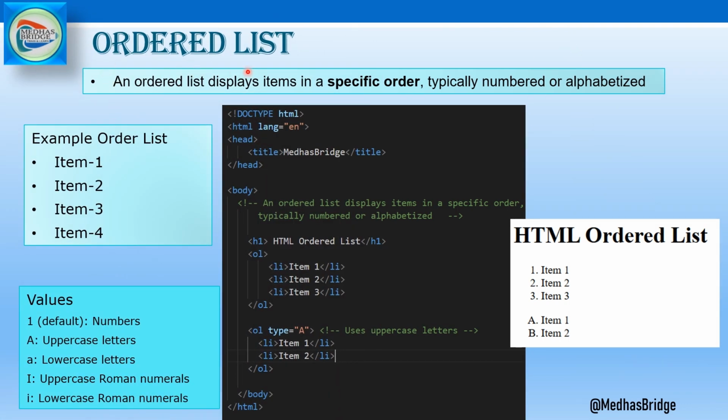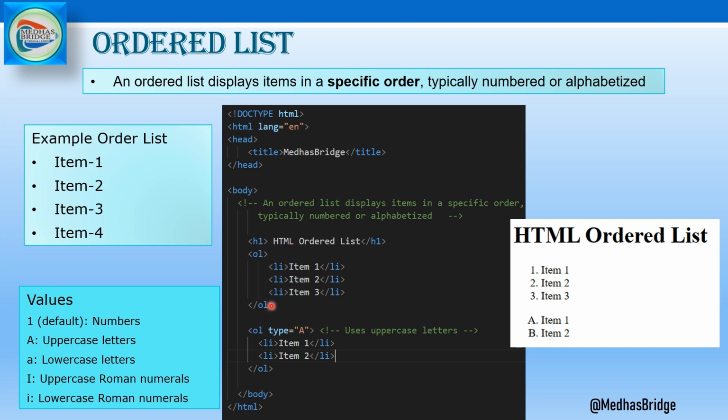Let's look at the ordered list. What is meant by an ordered list? An ordered list displays the items in a specific order, as the name implies, typically numbered or alphabetized. Here is a sample of the HTML code which I have written. LI is a list item, so item 1, item 2, item 3 are basically a list. For the list, I enclosed it with OL. OL means ordered list. O stands for ordered, L stands for list.